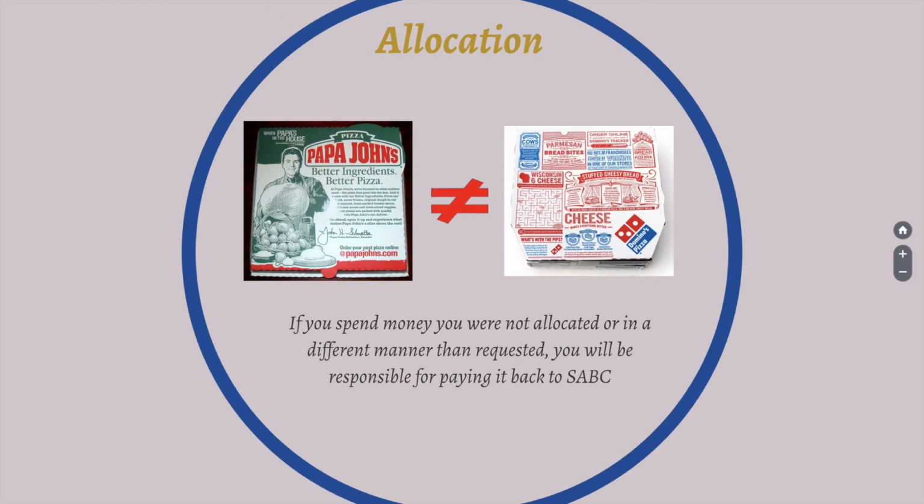For example, if you spend money you were not allocated or in a different manner than it was requested, you will be responsible for paying it back to SABC. So if you were granted money for Papa John's Pizza and you spent it on Domino's, your club board members will personally be responsible for paying that back. Money must be used in the same manner to which it was approved.